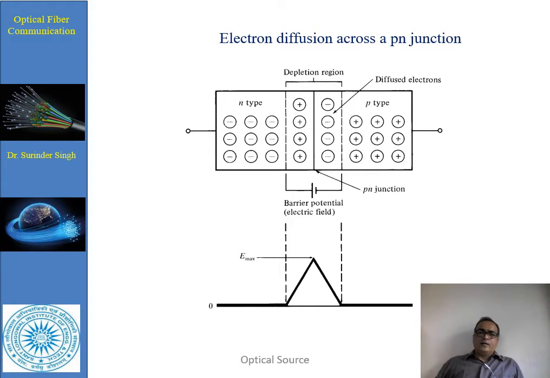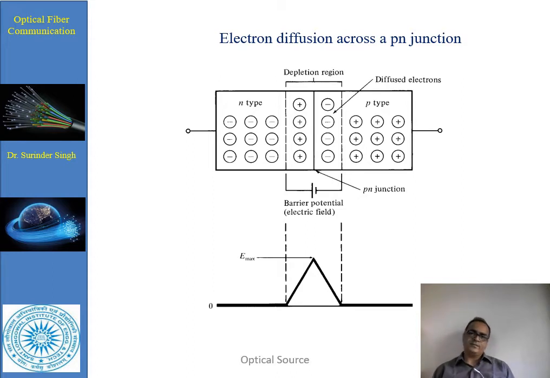So whenever we are joining p and n material together, there is a diffusion of majority carriers, electrons and holes. Electrons from the n side may diffuse, and holes from the p side may diffuse in the opposite direction, and fill the hole in the p level, as well as fill the electron in the n level. So the majority carriers diffuse.